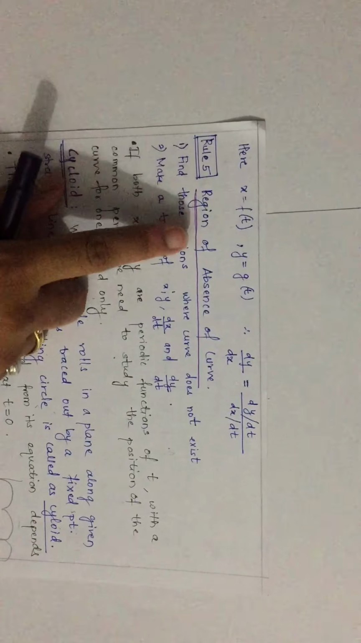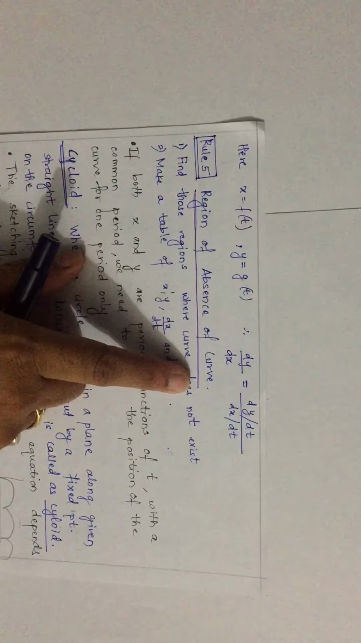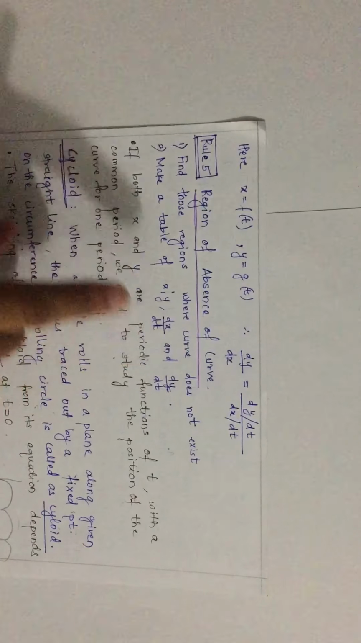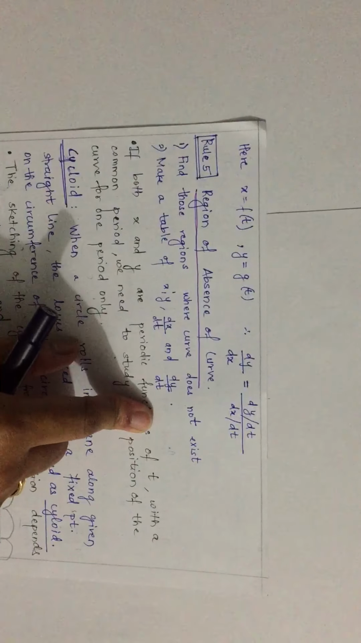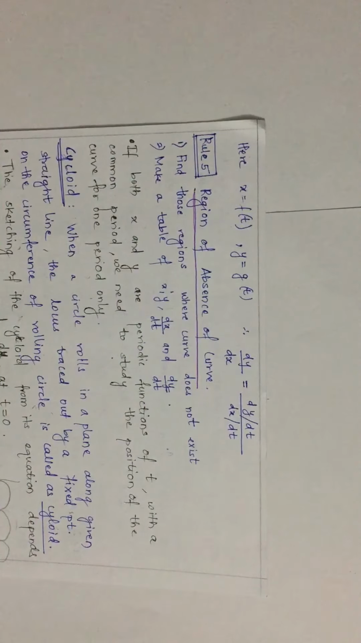Rule 5 says region of absence of curve, that is, find the region where the curve does not exist. Find those regions where the curve does not exist.